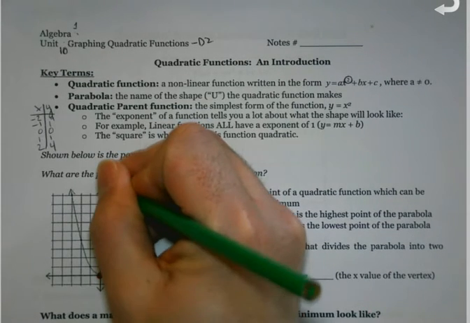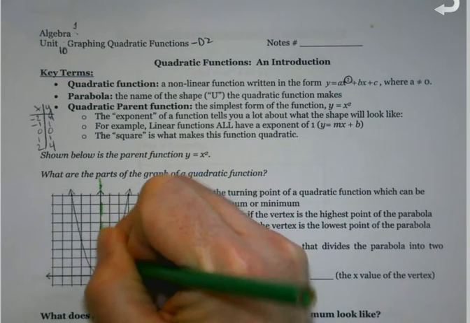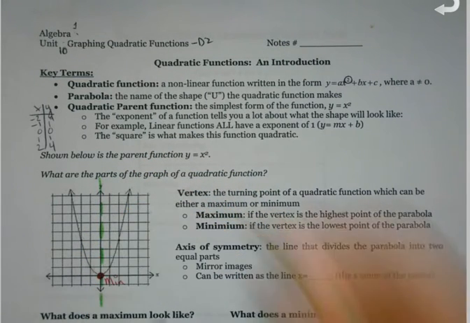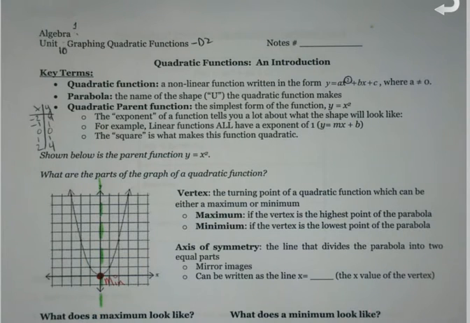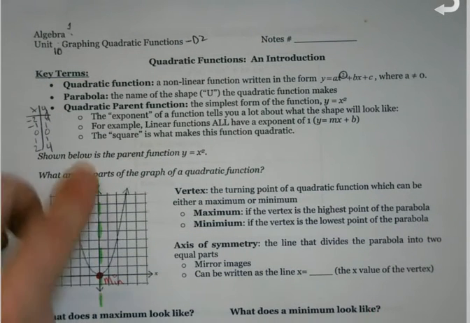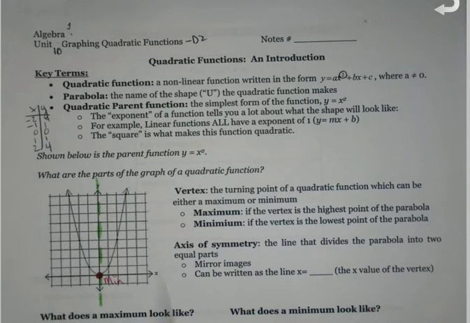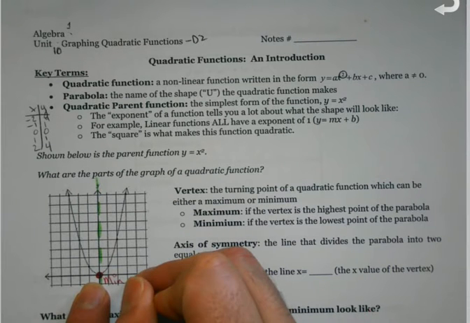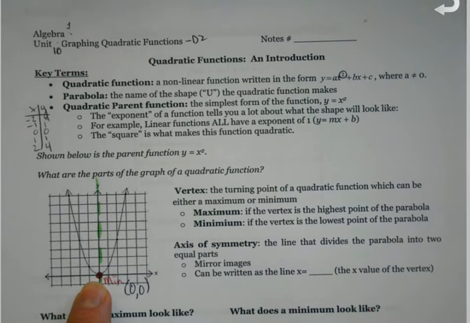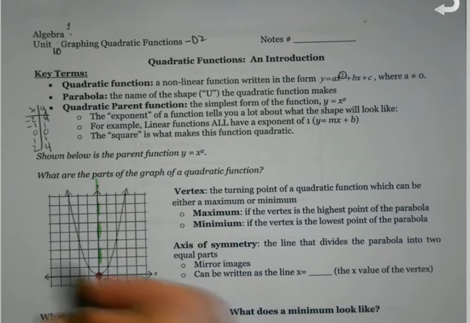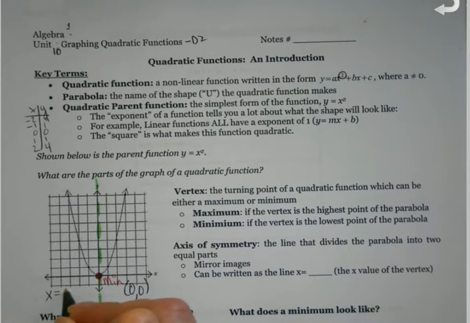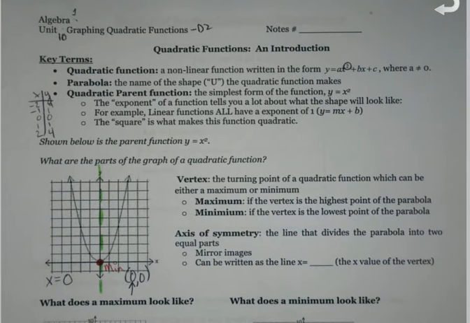So for instance, on this one that's drawn here, my axis of symmetry is going to go right here because now I have equal parts on both sides of it. And it's going to be written as line x equals and then whatever my vertex would be. So for instance here, since my vertex is at 0, 0, my axis of symmetry would be x equals 0 because we just used the x value from my vertex to find that.